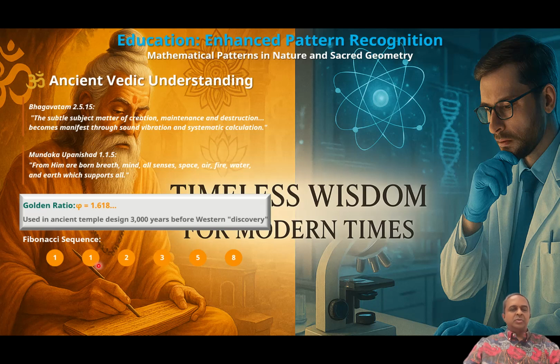1, 1, 2, 3, 5, 8. Each number is the sum of the two preceding numbers. If you look at 2, the two preceding numbers are 1 and 1, so 1 plus 1 is 2. You look at 3, the two preceding numbers are 2 and 1, so 1 plus 2 is 3. You look at 5, it's 3 plus 2. You look at 8, it's 5 plus 3. As we progress, the ratio between consecutive numbers approaches the golden ratio.